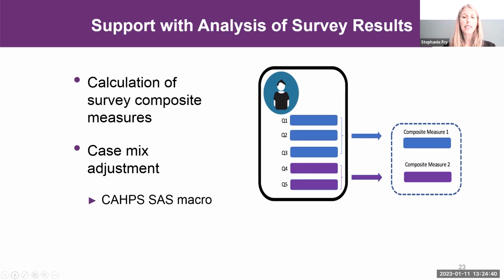To help with these analyses, the CAHPS Consortium makes available a SAS macro to support composite measure calculation and case mix adjustment. The SAS macro, along with other user support documentation, is available on the CAHPS website.